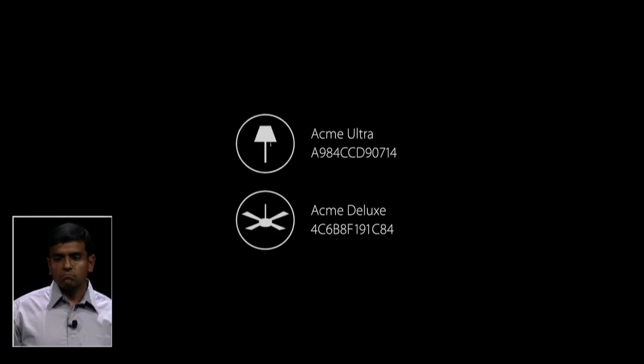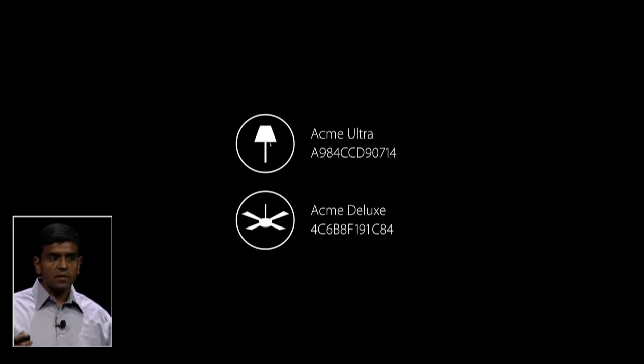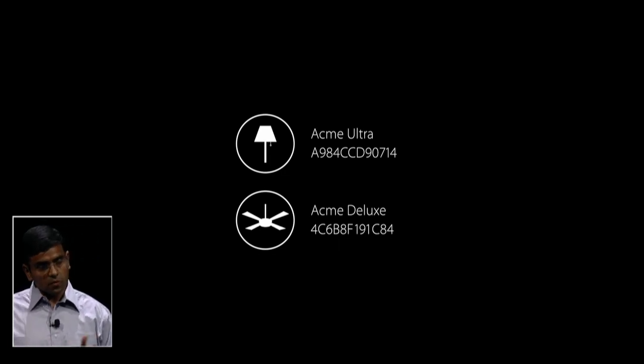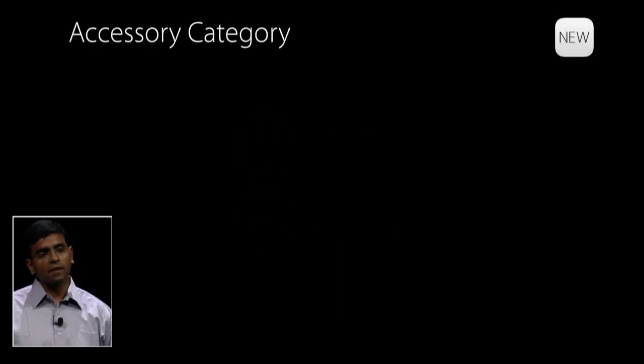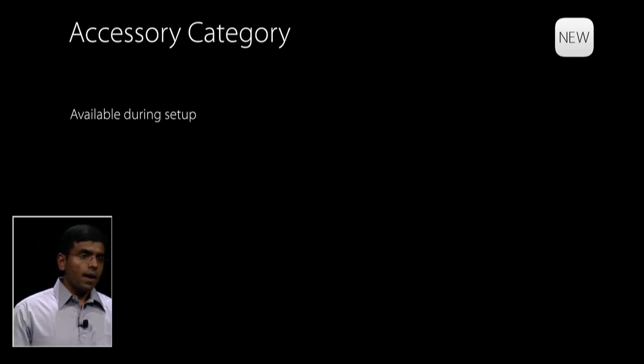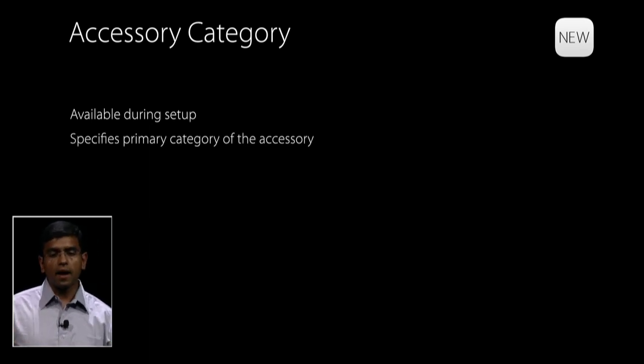But a better user experience for our customers is to give some kind of indication that provides more information about the accessory. Let's say, for example, we can give them visual clues, present an icon that tells them the type of accessory they're adding. It's a much better experience. To attain this feature, we are adding accessory categories in iOS 9. This information is available to your app during setup of that accessory. So when you browse and you're finding these accessories, it's already available for you. And it specifies the primary category of that accessory.